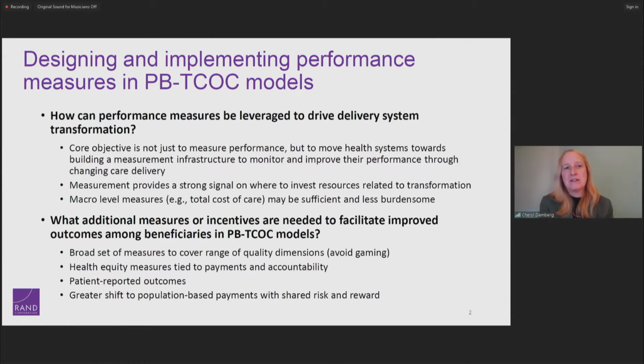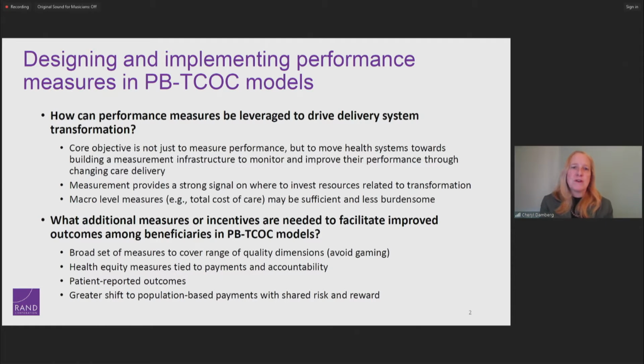Also, I think there's sort of this tension in play between what I'm going to call macro level measurement versus micro level measurement. So one can sort of go into the weeds, measure lots of things versus measuring sort of broader constructs and allowing health systems to dig deeper to try to understand what are some of the drivers. And I think the total cost of care measure is one good example of that. And I think if we stay focused on some of these macro measures, they may be sufficient to drive transformation and be less burdensome to systems and providers.